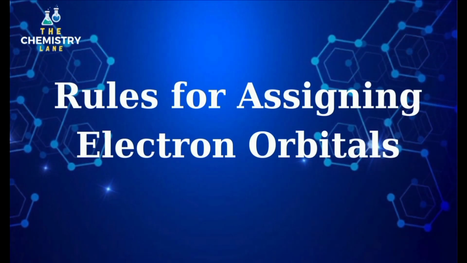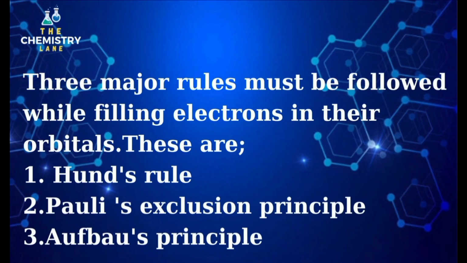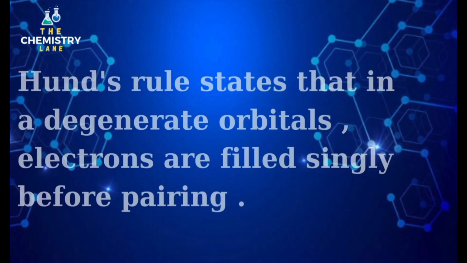Next are the rules for assigning electrons to orbitals. There are 3 major rules that must be followed while filling electrons in the orbitals. These are Hund's rule, the Pauli exclusion principle, and the Aufbau principle.